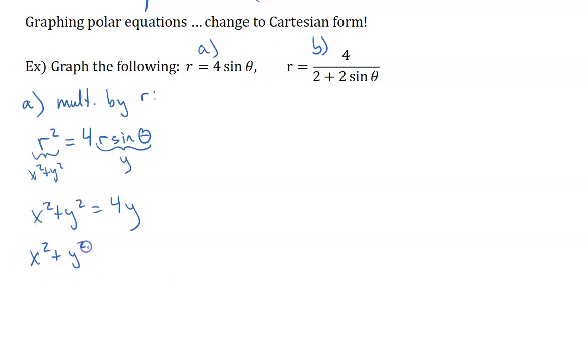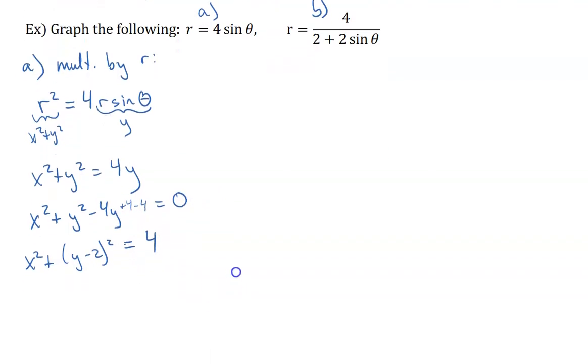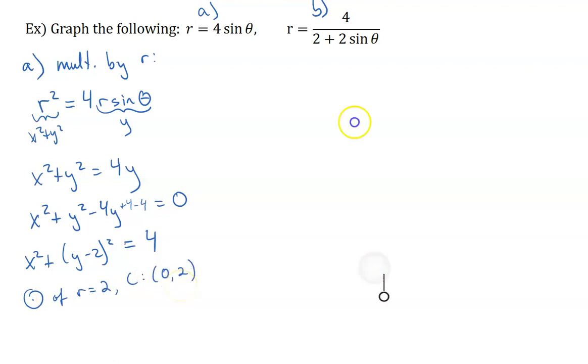So x squared plus y squared minus 4y equals 0, so that's x squared plus (y minus 2) squared, and then we need a plus 4 on both sides. Either way, we get equals 4. So this is a circle of radius 2, with a center at (0, 2). So this graph would be, call that 2.